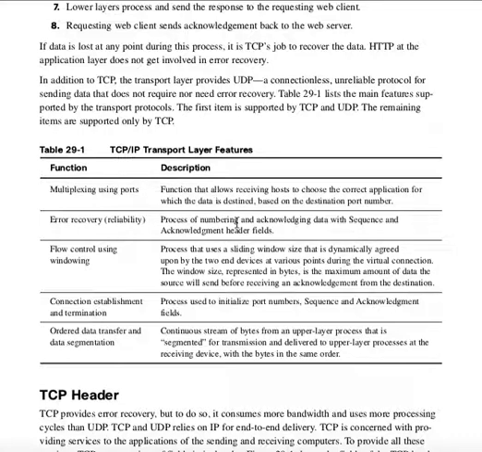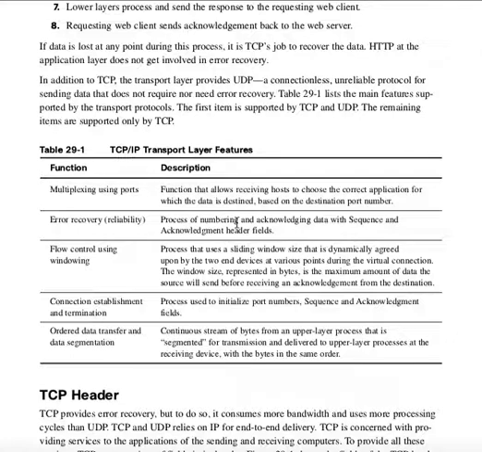If data is lost at any point during this process, it is TCP's job to recover the data. HTTP at the application layer does not get involved in error recovery. In addition to TCP, the transport layer provides UDP, a connectionless, unreliable protocol for sending data that does not require error recovery. Table 29-1 lists the main features supported by the transport protocols.